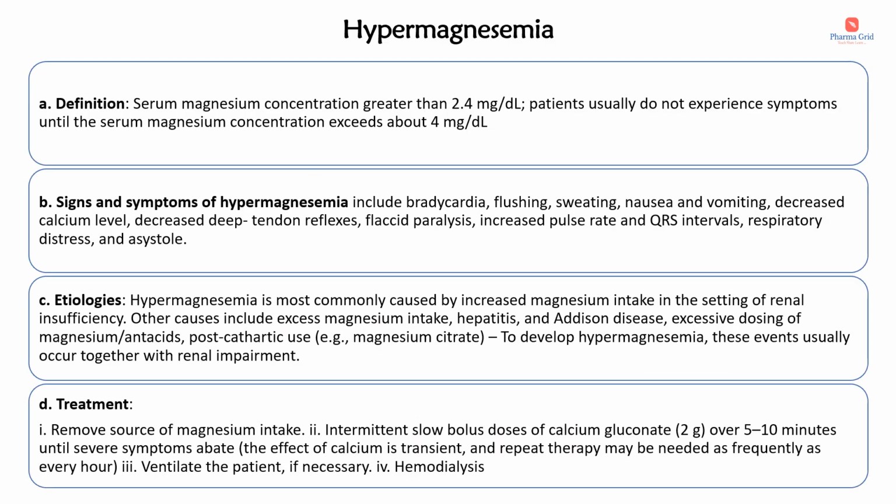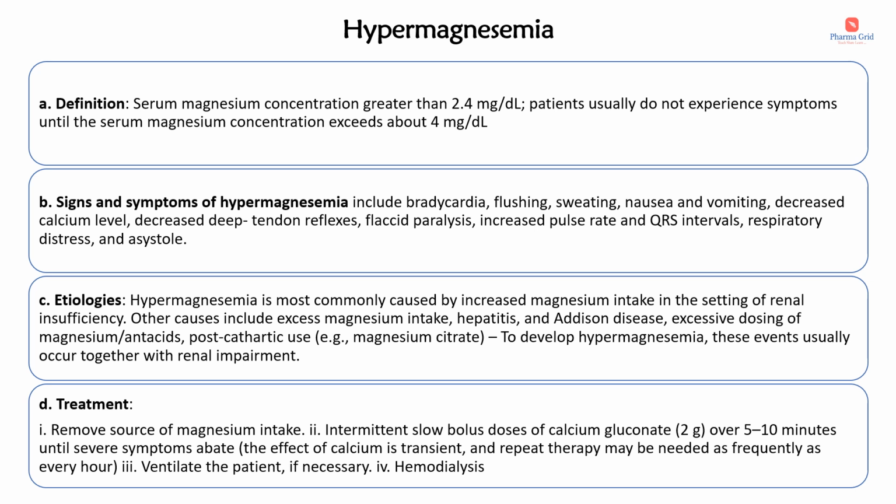Hypermagnesemia. Here, serum magnesium concentration is greater than 2.4 mg per dL. Patients usually do not experience symptoms until the serum magnesium concentration exceeds about 4 mg per dL. Signs and symptoms of hypermagnesemia include bradycardia, flushing, sweating, nausea and vomiting, decreased calcium level, decreased deep tendon reflexes, flaccid paralysis, increased pulse rate and QRS intervals, respiratory distress and asystole.